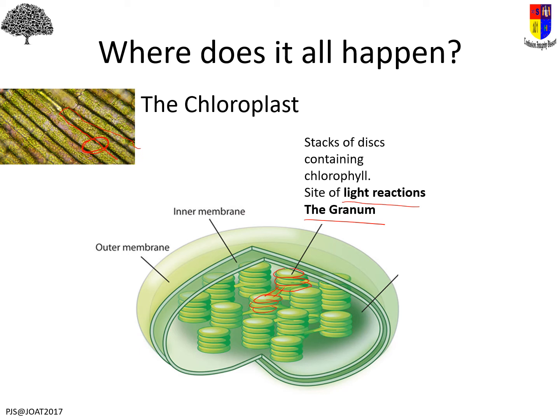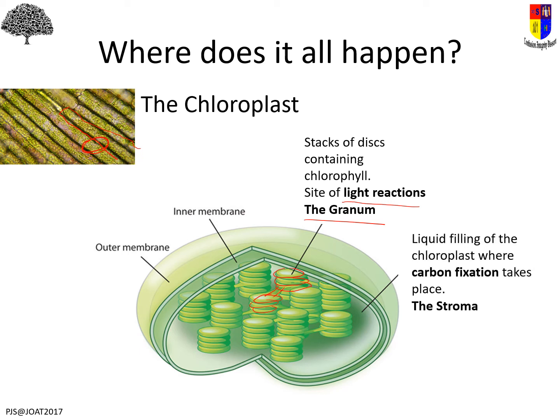The bit around the outside of this has not got any colour in it at all. It's just kind of goopy stuff, kind of like cytoplasm, but this is specific to the inside of the chloroplast. And this is called the stroma. So it's going to have all the enzymes that you need to do the second part, which is called carbon fixation. So let's have a look at the first part.